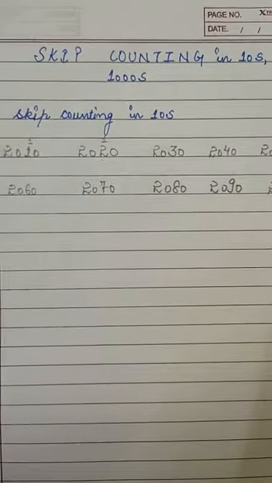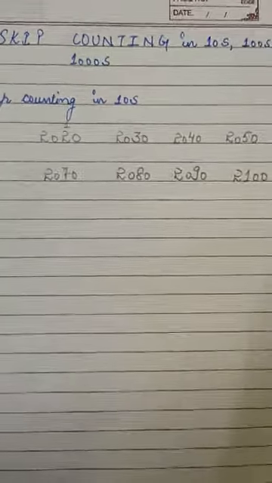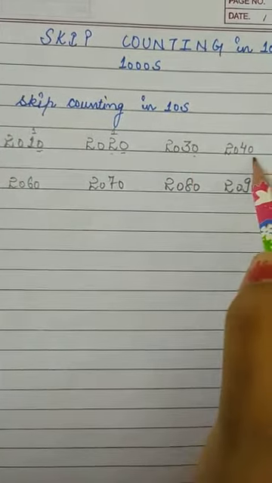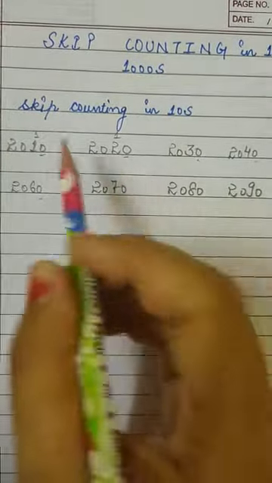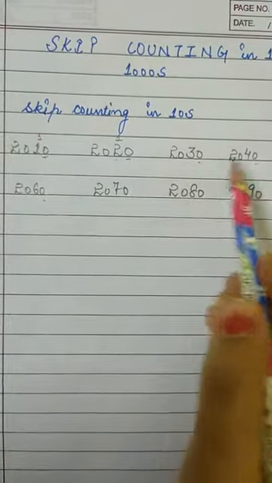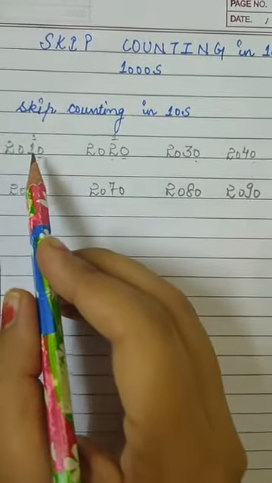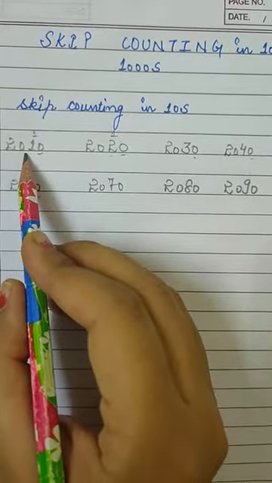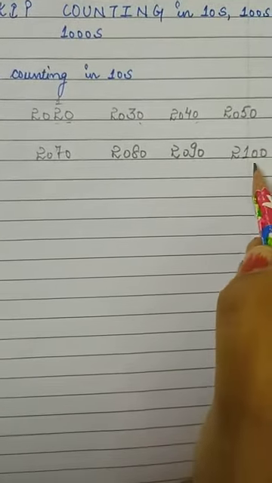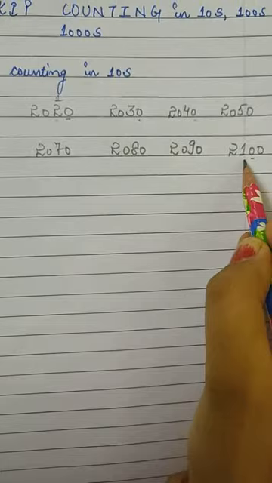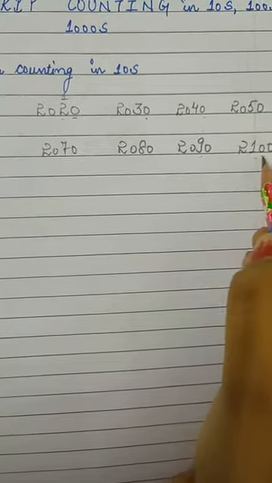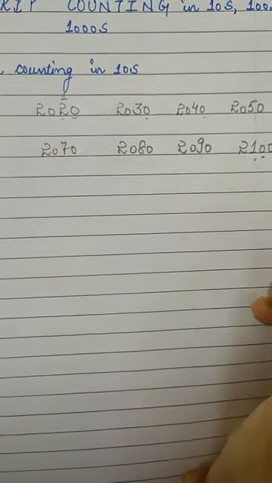So what did you observe? Look at this. Here, the ones place is the same, meaning the ones column remains the same. When we are skip counting in tens, just keep the ones column the same, but watch for the tens and hundreds columns. As you can see, the ones column remains the same, but the tens and hundreds columns change. When we are moving from 9 to 10, the tens and hundreds columns change.